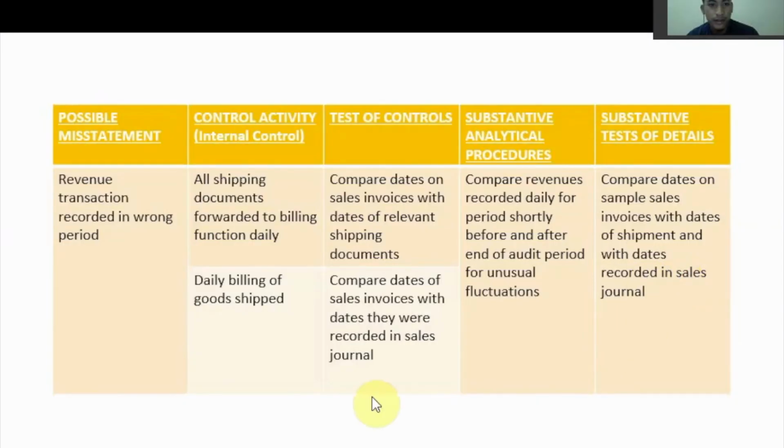The next session is cut-off. For cut-off, the possible misstatement is revenue transaction recorded in the wrong period. The control activity is daily billing of goods shipped, and the test of control is compare dates of sales invoices with dates they were recorded in the sales journal. This is for analytical procedure and test of detail.